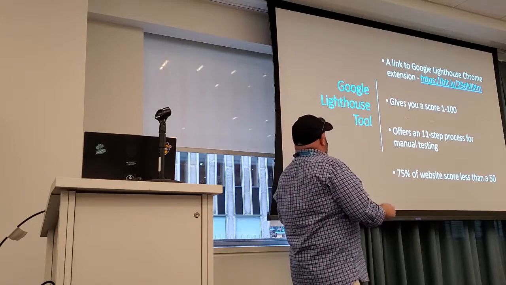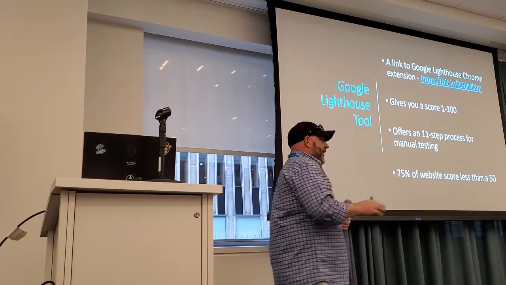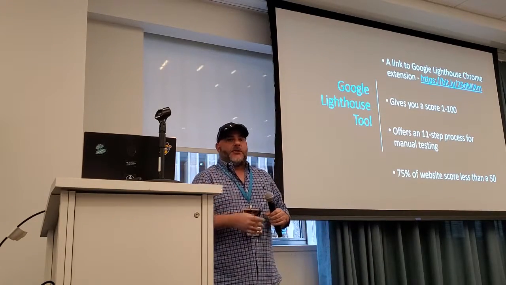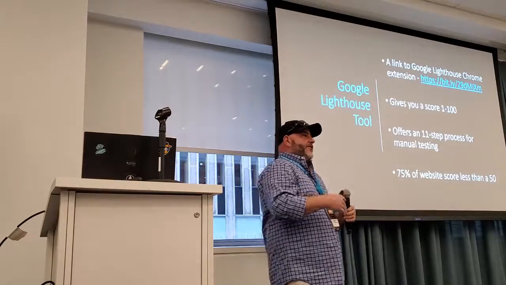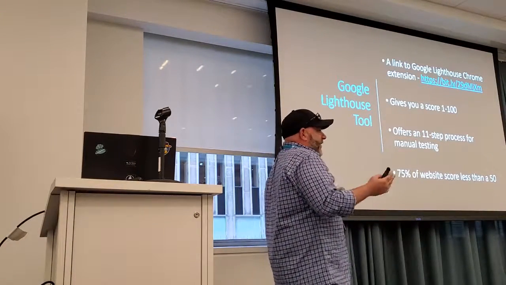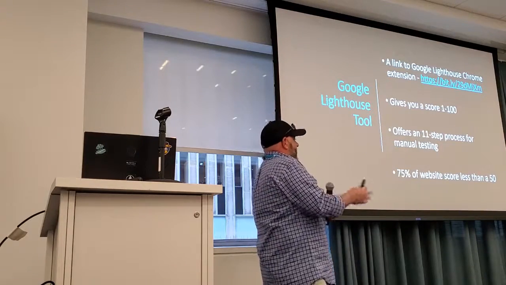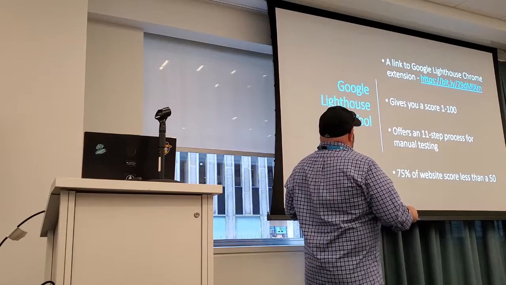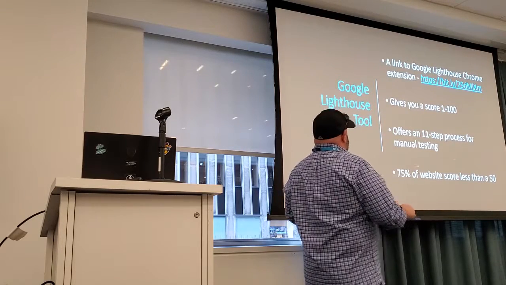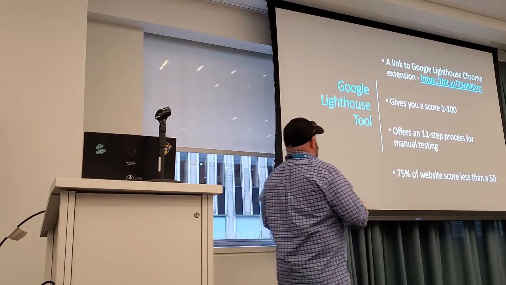All right, Google Lighthouse gives you, one of my favorite things about it, a score, 1 to 100. Clients like this because when you go into their site first, you can say, hey, it was a 20, and I'll take a screenshot. When I get done, obviously it'll be 100, I take a screenshot. They like that. They can see where they were and now where they are. Another really amazing thing is it offers an 11, or I think it might be a 12-step process for your manual testing.